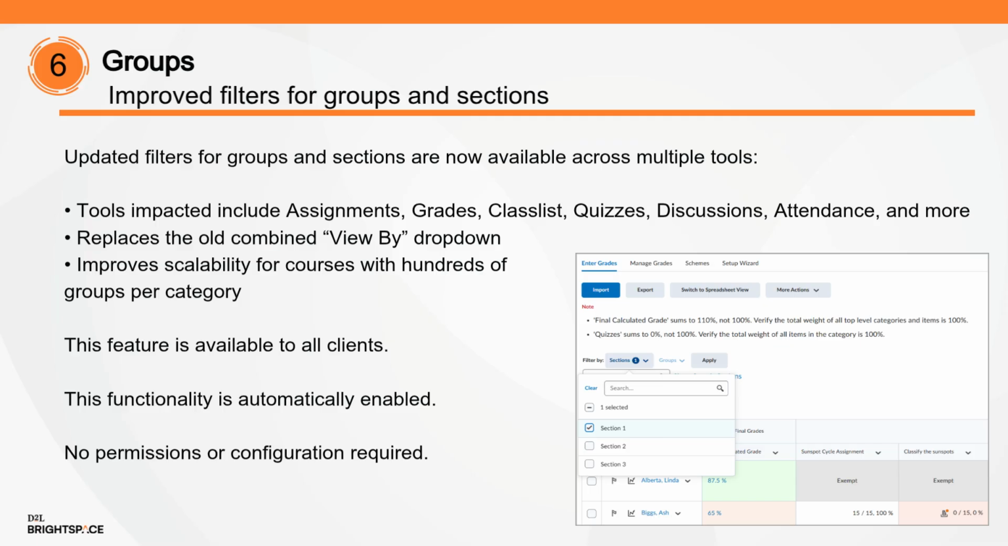Brightspace just made it easier to filter large courses. Across multiple tools like assignments, grades, class list, and quizzes, the old View By dropdown has been replaced with two separate filters, one for groups and one for sections. This update improves navigation in courses with hundreds of groups or sections, especially in high enrollment environments. Instructors can now quickly find the right group or section without scrolling through long mixed lists. Available to all clients, automatically enabled, no setup required.